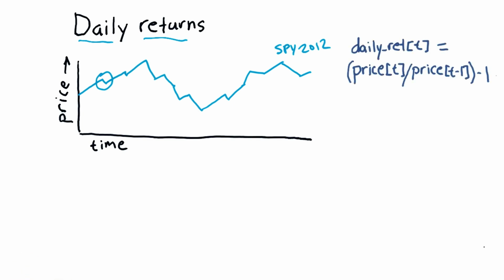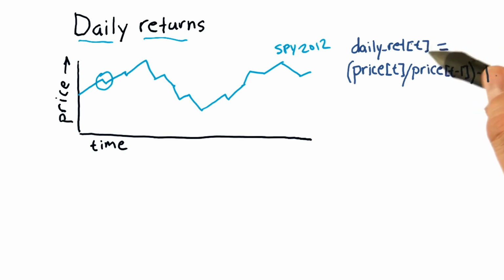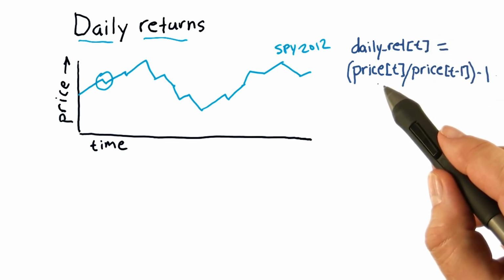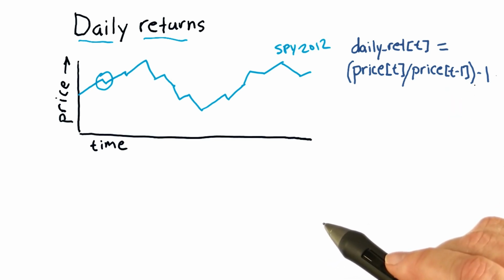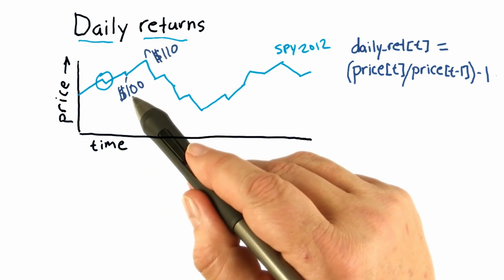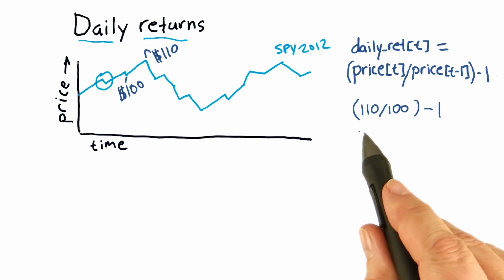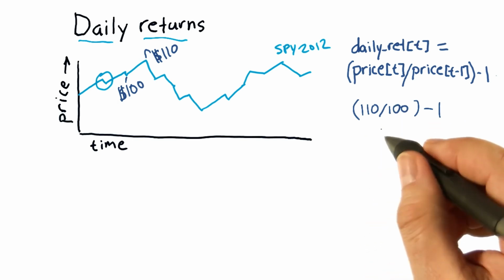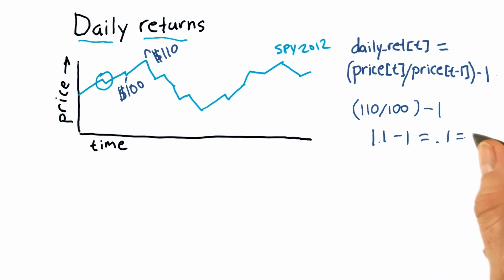Daily returns are calculated easily using a simple equation here. So the daily return for day T, let's say today, is simply today's stock price divided by yesterday's stock price minus 1. Let me show you an example. Let's suppose on this particular day the price went from $100 yesterday to $110 today. The daily return then for that day is 110 divided by 100 minus 1, or 1.1 minus 1 equals 0.1, which is 10%. So that's how we calculate daily returns.